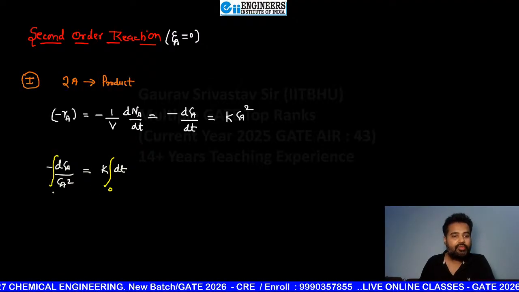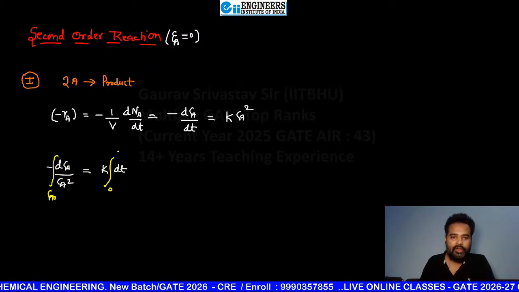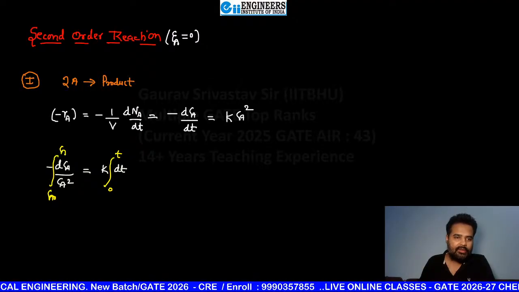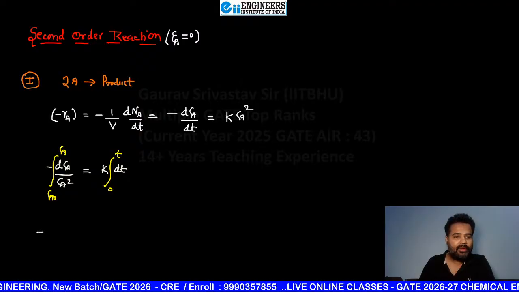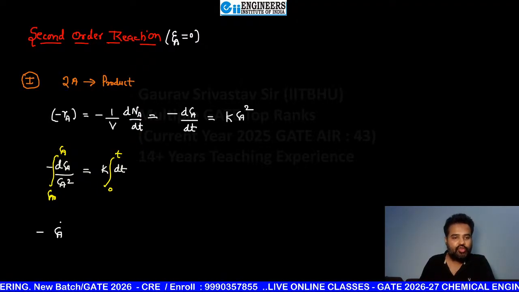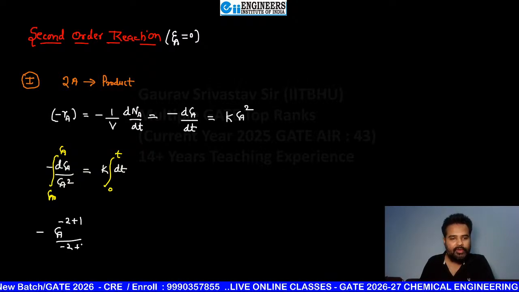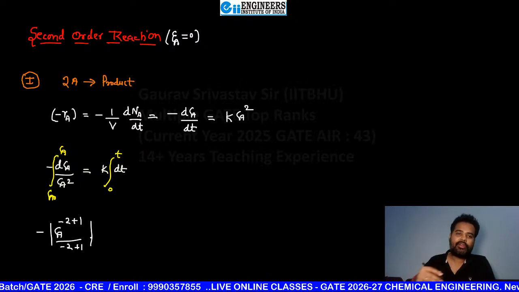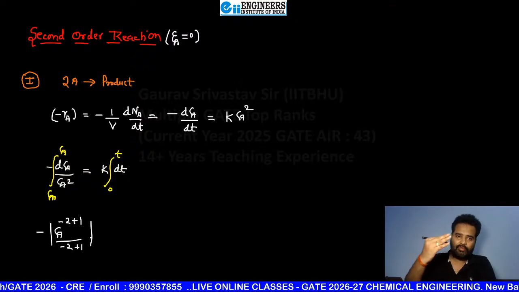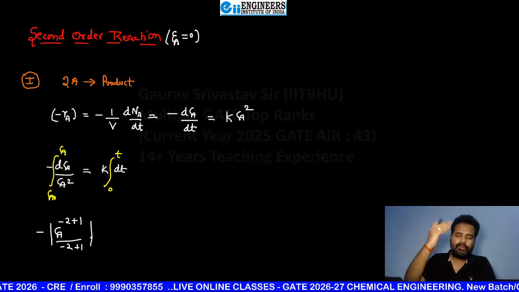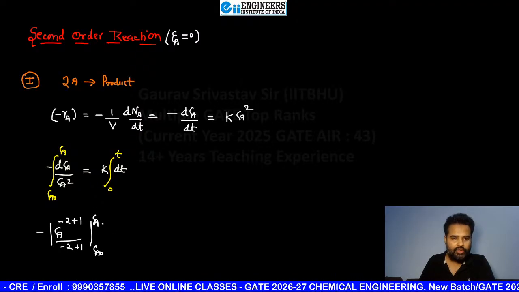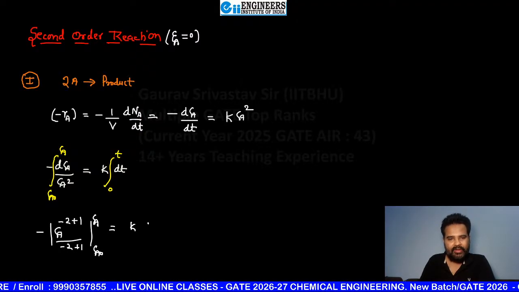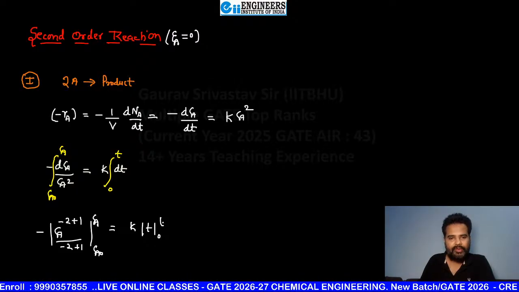When time t is 0, initial concentration was Ca naught. After some time t, the concentration is Ca. Very, very easy. So minus and Ca raised to power minus 2. So plus 1 upon minus 2 plus 1. You know, integration of x raised to power n is x raised to power n plus 1 upon n plus 1. Limits Ca naught to Ca, and right hand side very easy, k t from 0 to t.